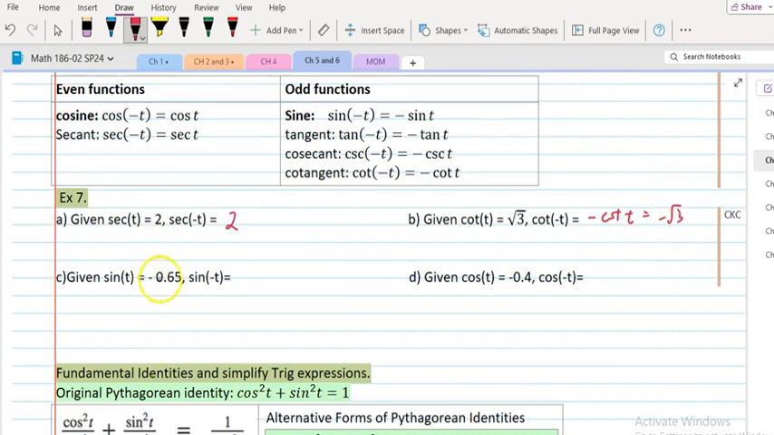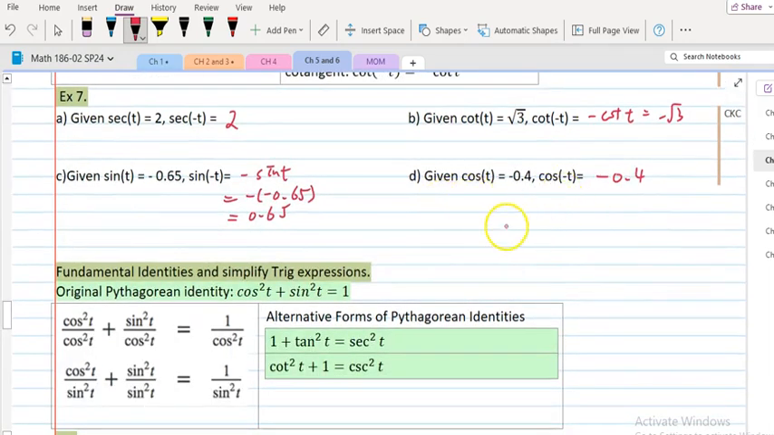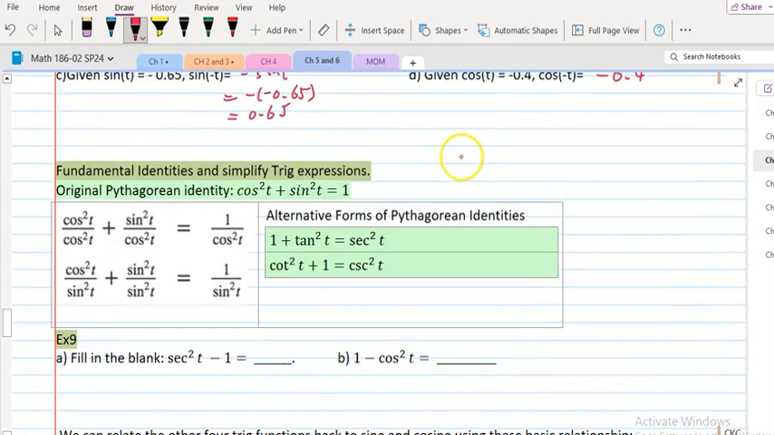If sine t is negative 0.65, what is sine of negative t? Because sine is an odd function, sine of negative t is the negative of sine t. In our case, sine t is negative 0.65, so it would be the negative of negative 0.65, which is 0.65. Next, if cosine t is negative 0.4, what is cosine of negative t? It's still negative 0.4, the same as if you didn't plug in the negative. So that's the odd and even identities.